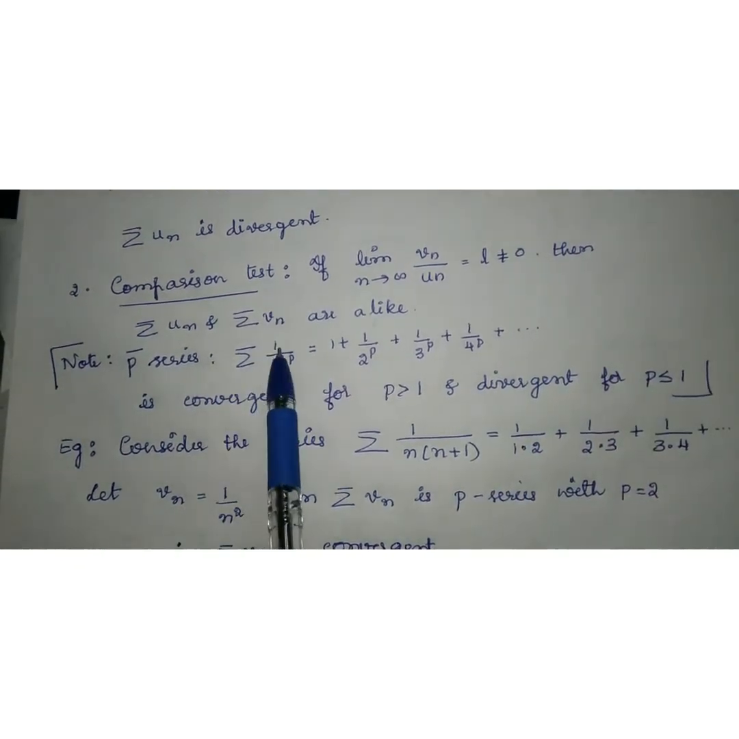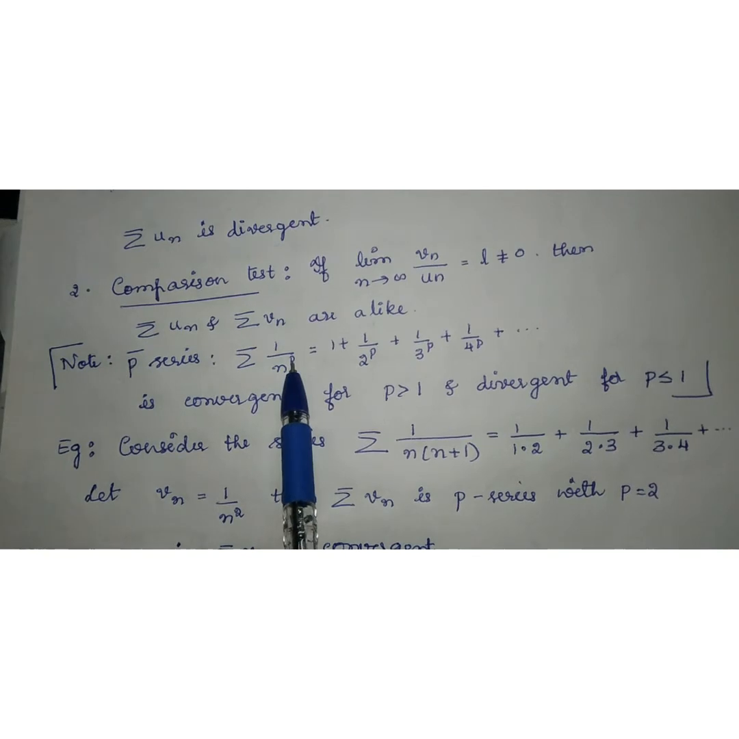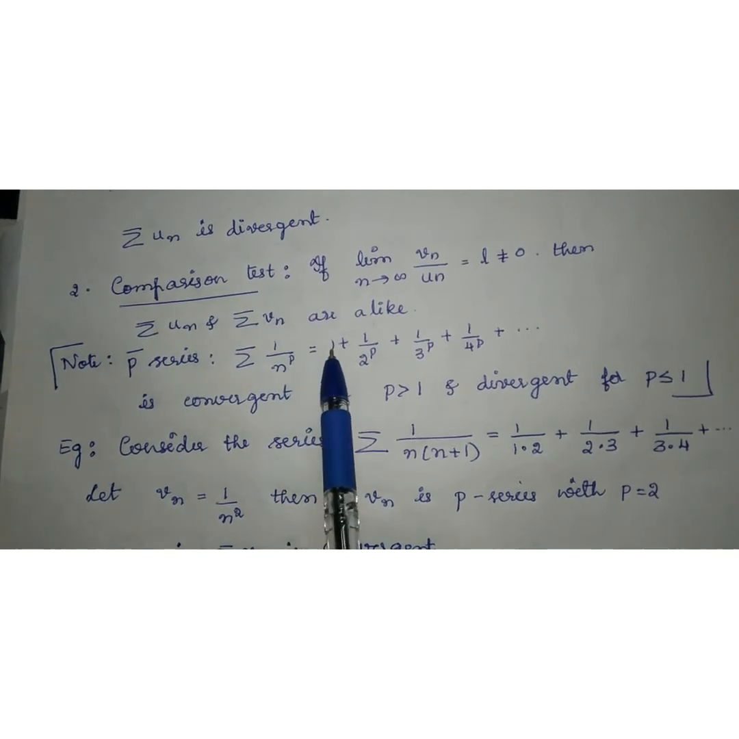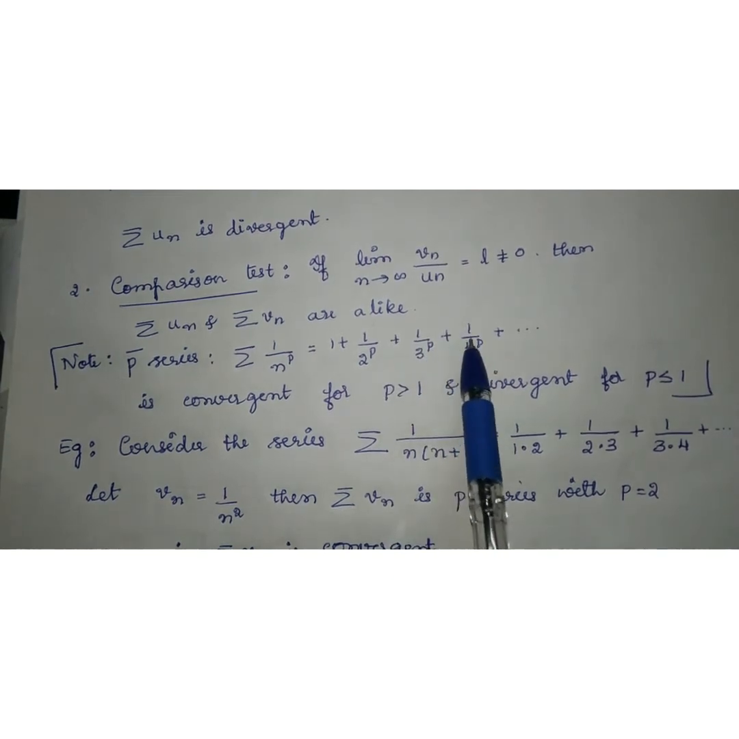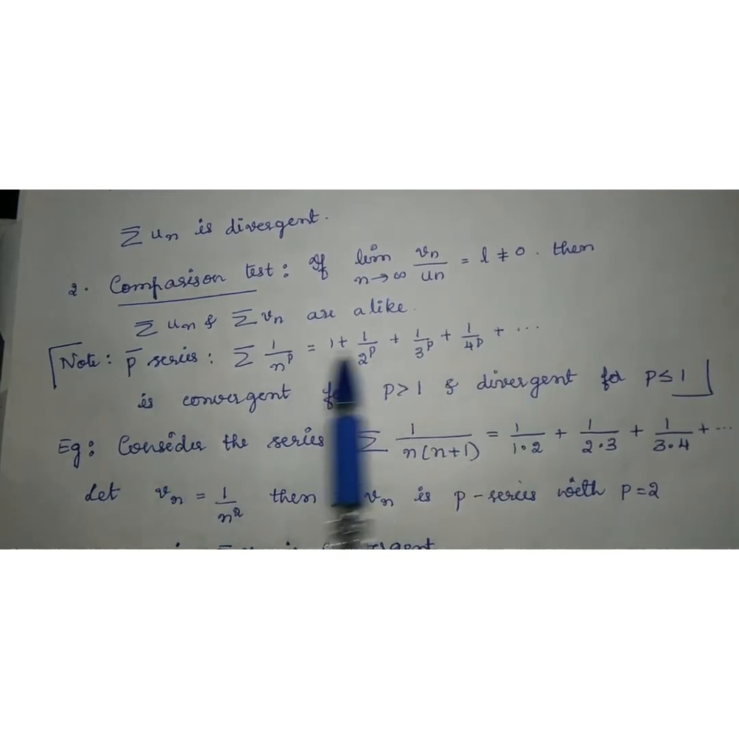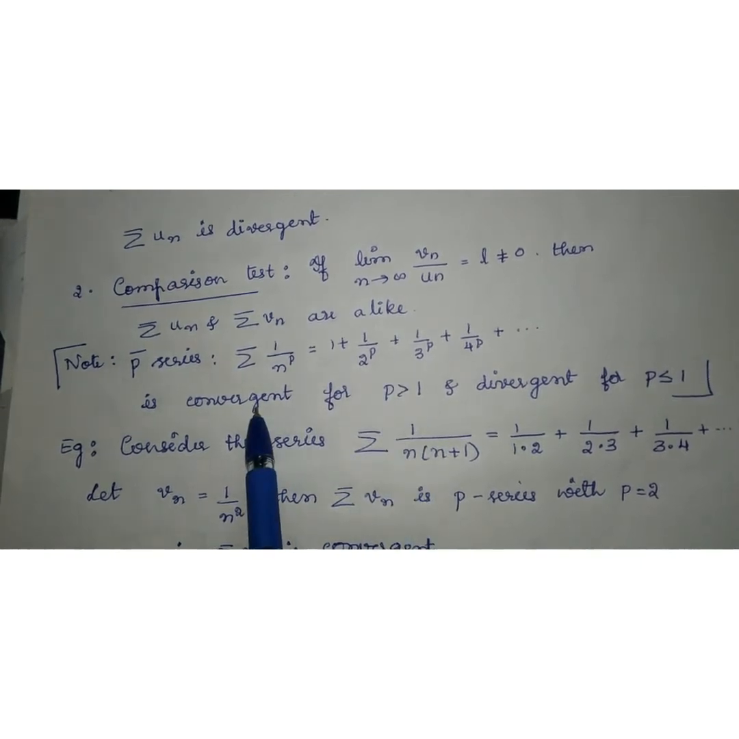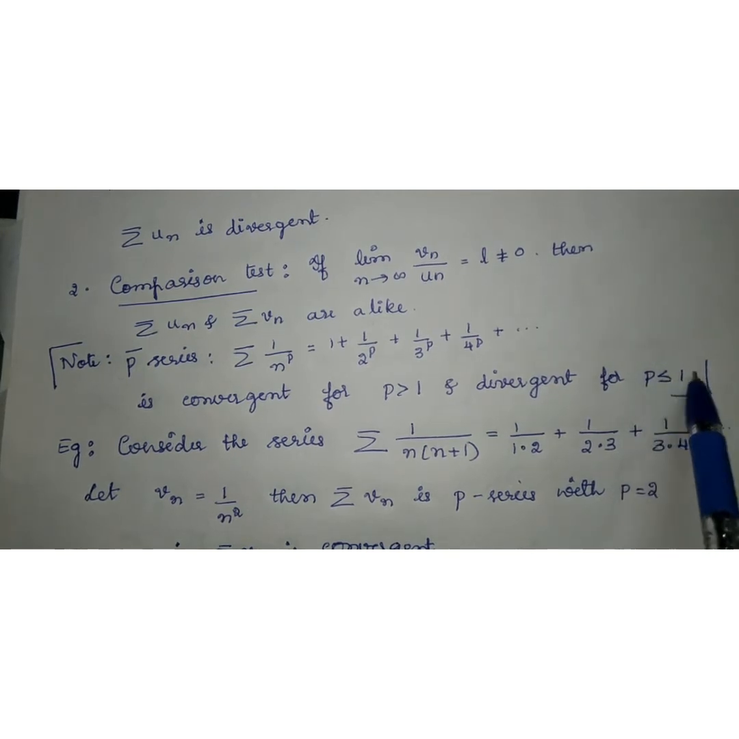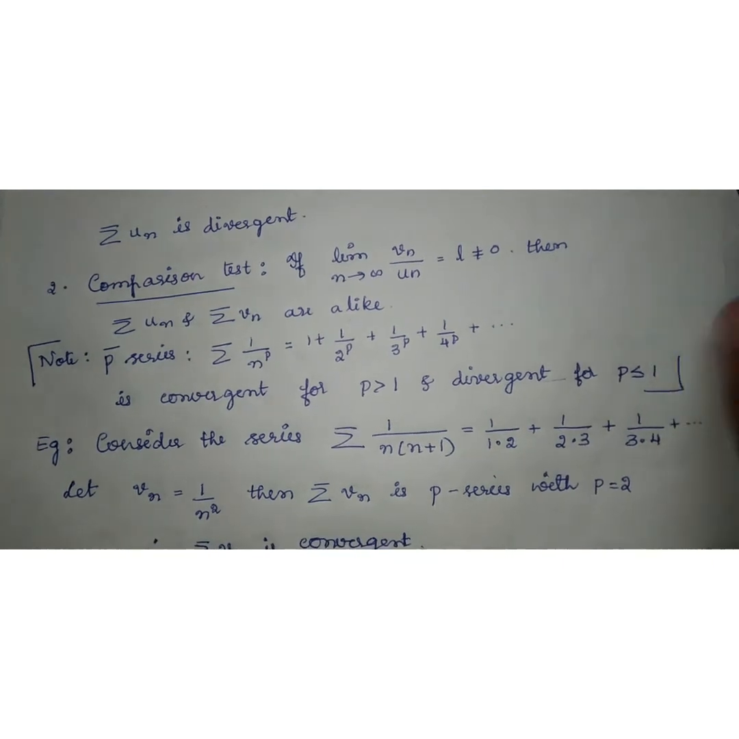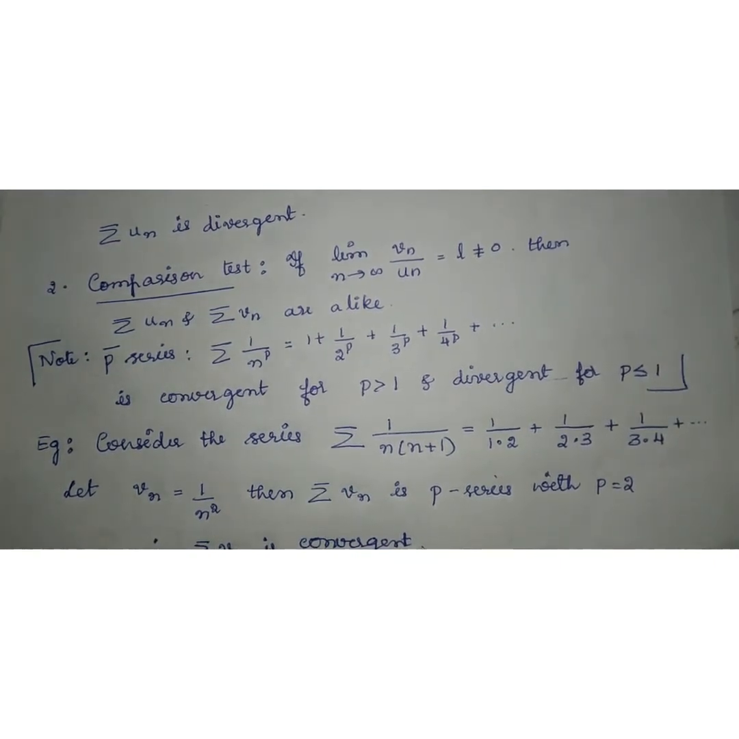Summation 1 by n to the power p. The terms will be like 1 plus 1 by 2 power p plus 1 by 3 power p plus 1 by 4 power p, like that. Whenever the p value is greater than 1, the series is convergent, and for values of p less than or equal to 1, the series is divergent. This is one of the important series to remember every time.